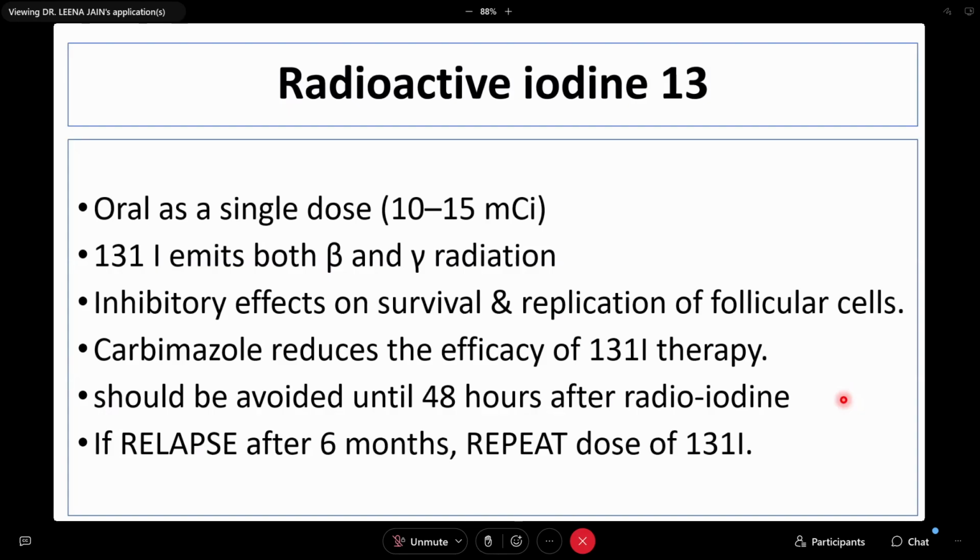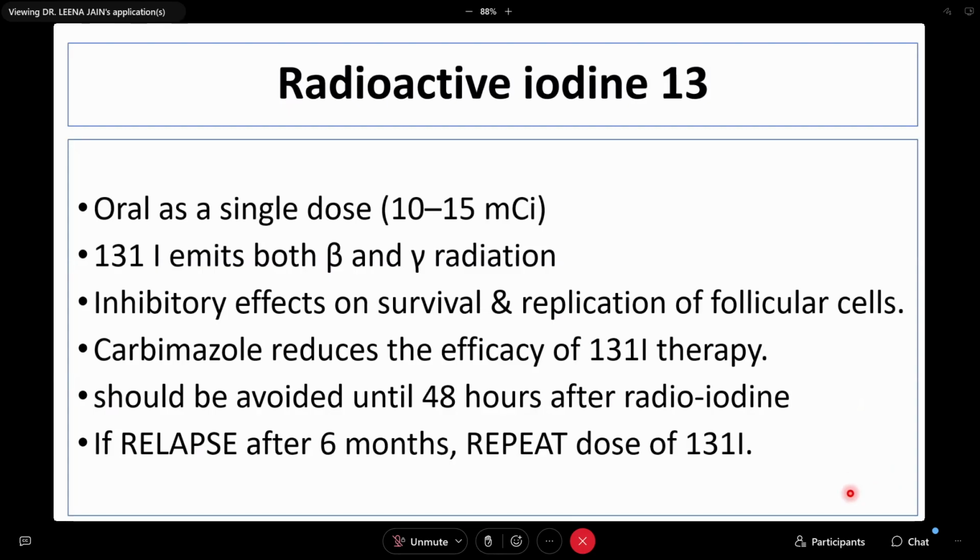You should not give both the things together because carbimazole will reduce the efficacy of radioactive iodine 131. So you should not give both together, carbimazole and radioactive iodine therapy. You are thinking that you will suppress the thyroid very quickly. It is not like that. There will be an opposite effect, like we say, same poles repel each other. So they have opposite effects and carbimazole should be avoided until 48 hours after radioiodine therapy.